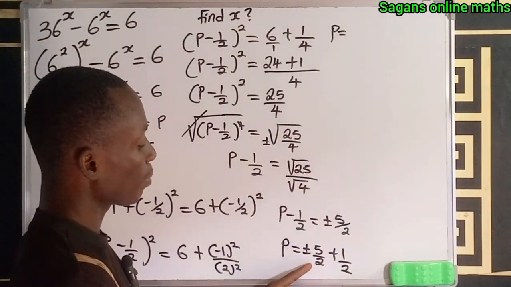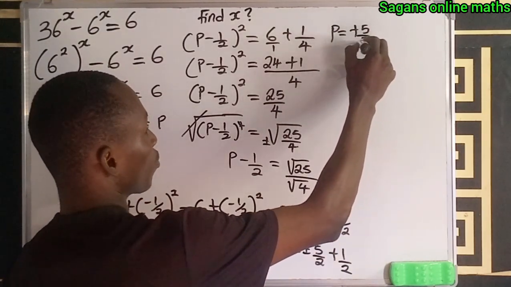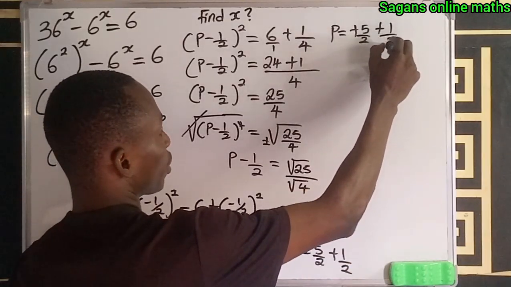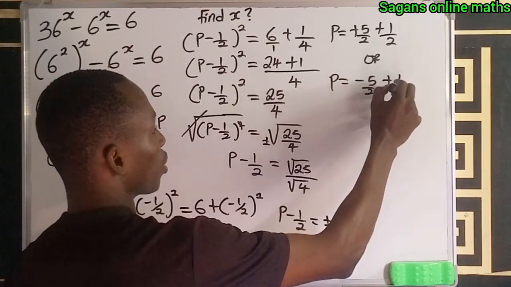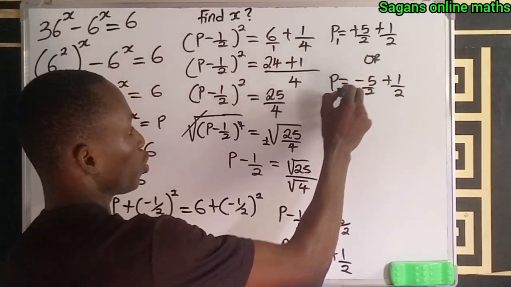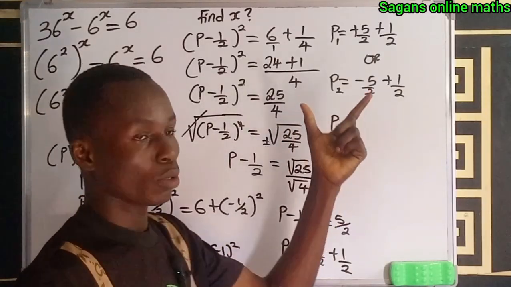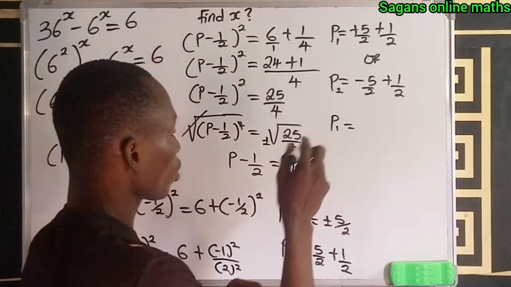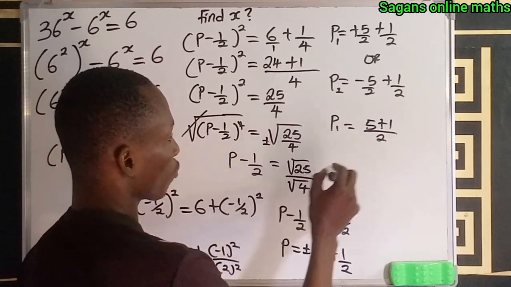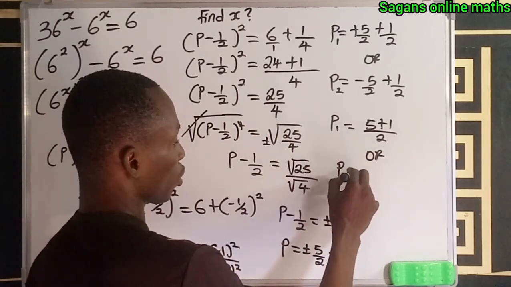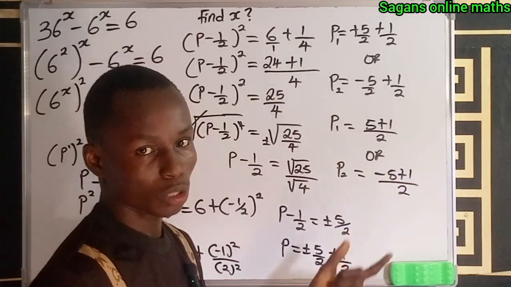Now plus or minus 5 over 2 simply means positive or negative, right? We want to have this as the positive 5 over 2 plus 1 over 2, or p is equals to the negative 5 over 2 plus 1 over 2. Now this is p1 and this is p2. From p1, since the denominators are the same, we are comfortable to add the numerators, so this is 5 plus 1 all over 2, a single denominator. From p2, we are going to see that minus 5 plus 1 all divided by 2, the same, because the denominators are the same.